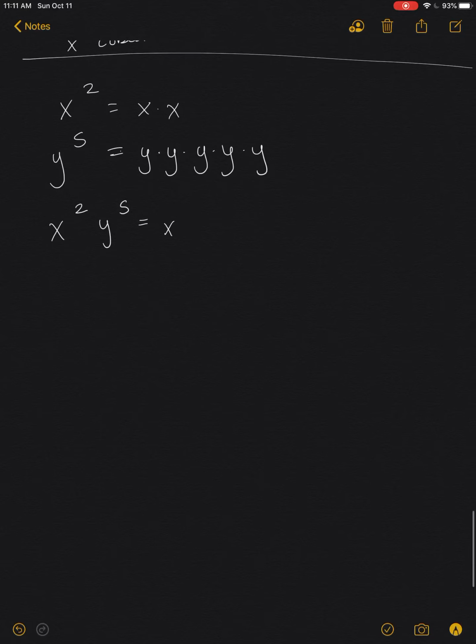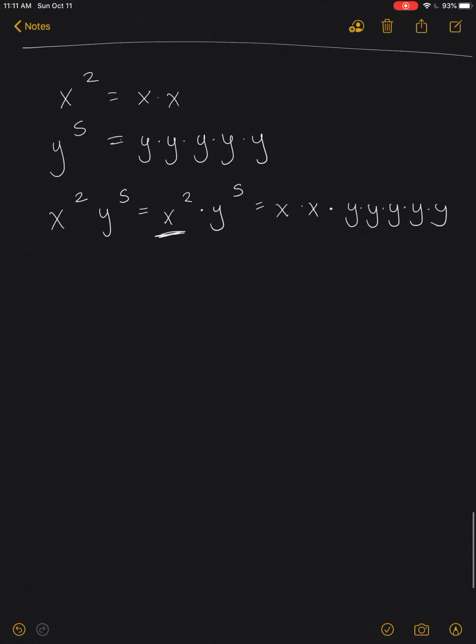So if you remember, when you have variables right next to each other, first of all, that means you're just multiplying them together. And if you were going to write it all the way out, that would be x squared, so it's 2 x's, times 5 y's. Okay? You might see it go the other way.